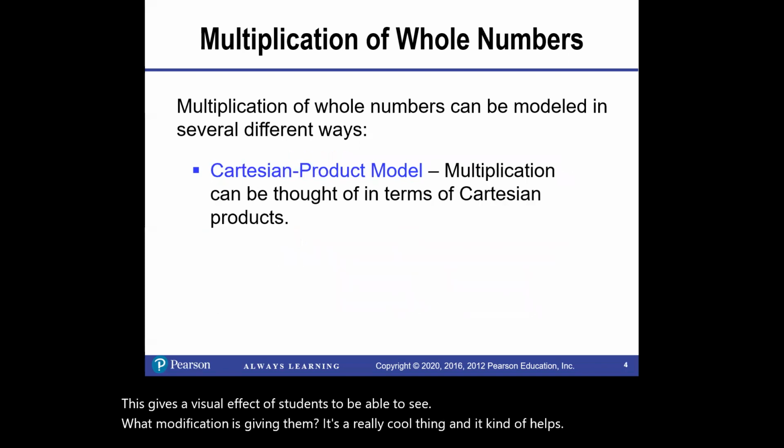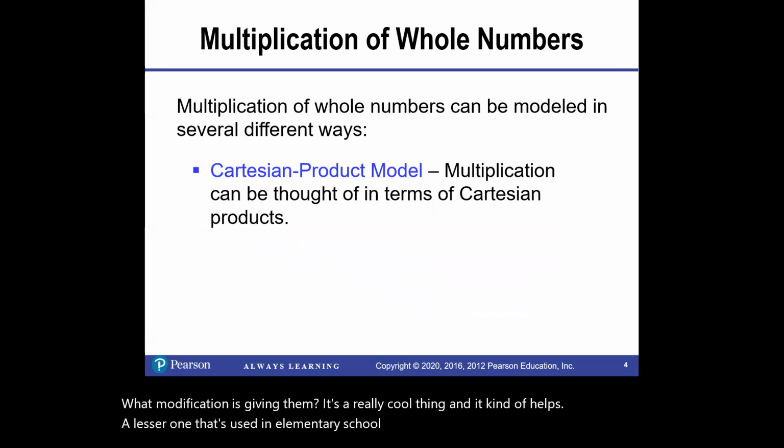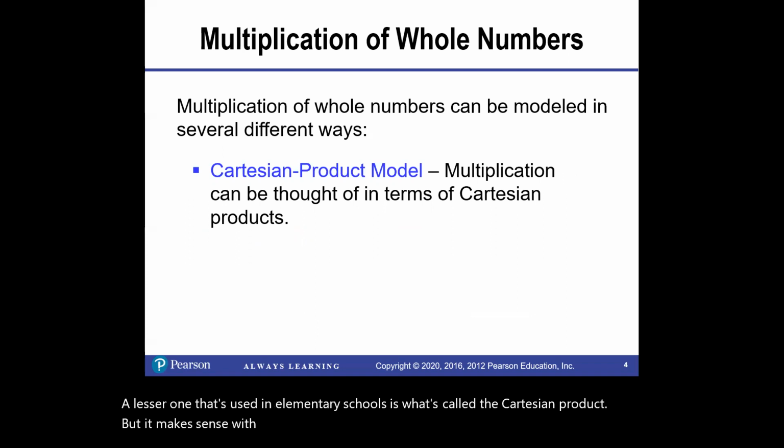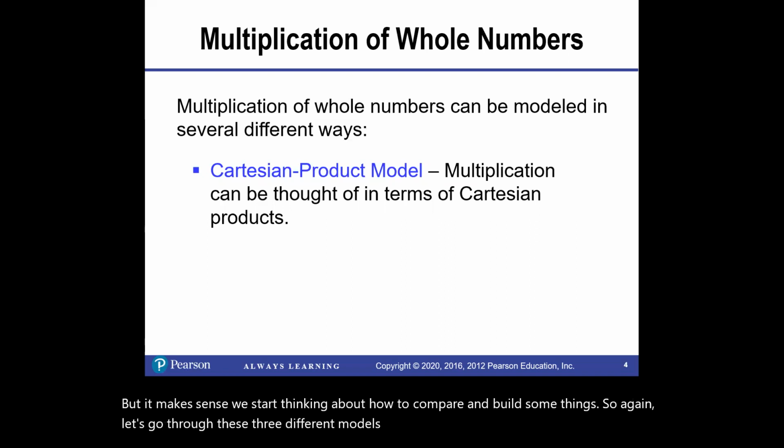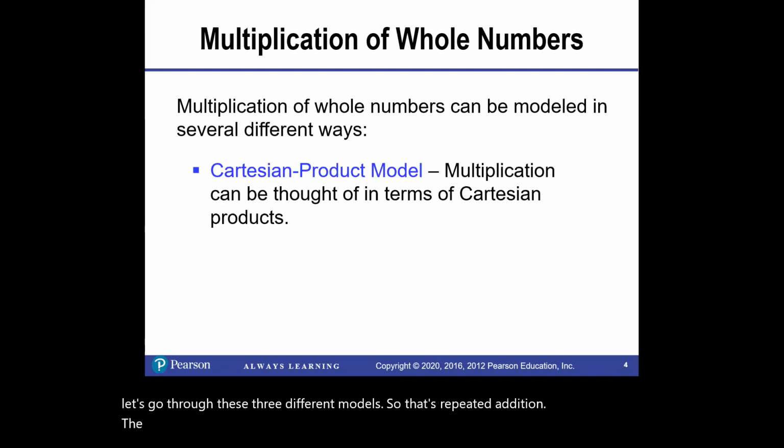A lesser one that's used in elementary schools is what's called the Cartesian product, but it makes sense when we start thinking about how to compare and build some things. So again, let's go through these three different models. So that's repeated addition, the area model, or let's call it the Cartesian model.